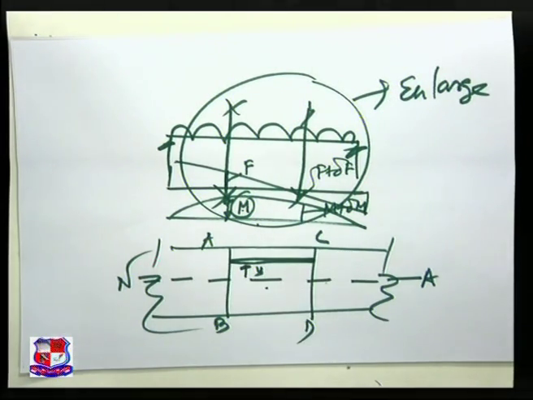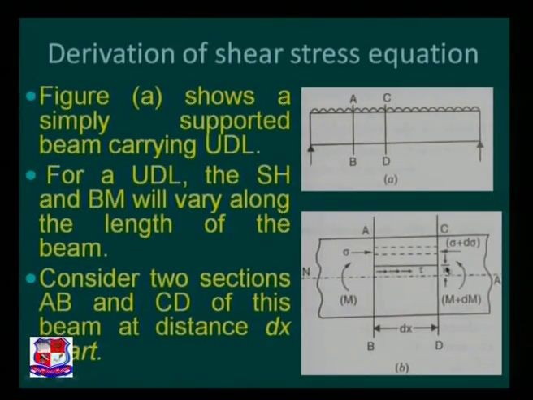If you want to visualize the clear figure, please visualize the figure over here. This is the layer at distance y1 from the neutral axis. I want to find out what will be the value of shear stress variation on this layer. Visualize clearly. F, shear force acting on AB, M, that is the bending moment acting on AB, F plus dF, that is the shear force on the section CD, while M plus dM, that is the bending moment which is acting on section CD.